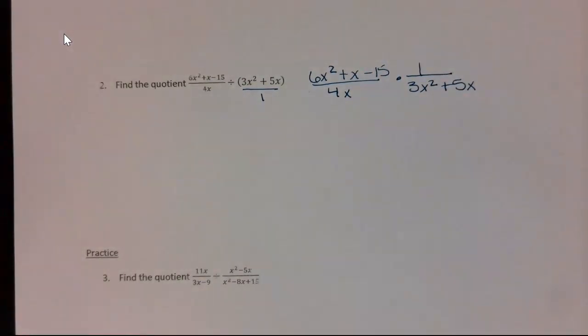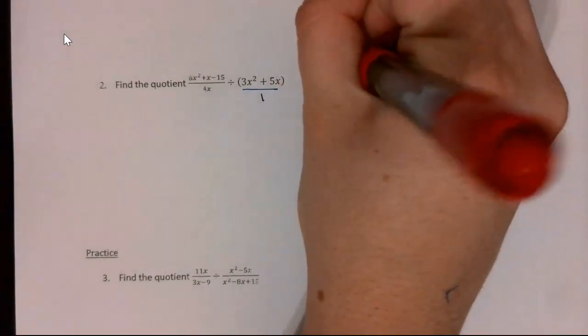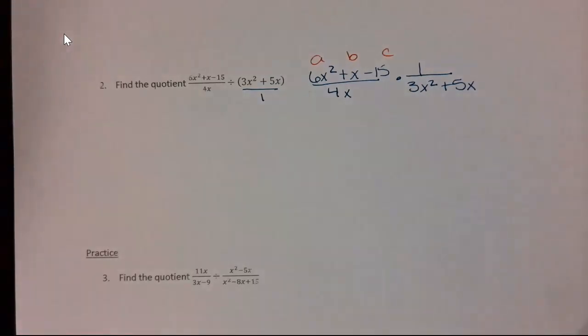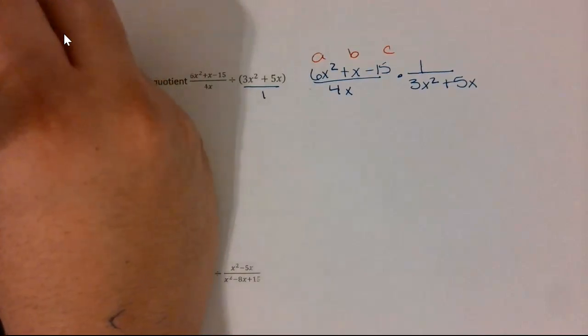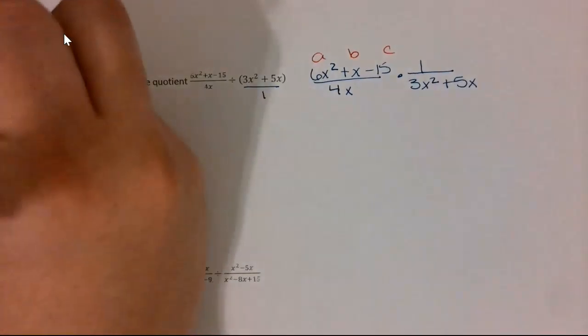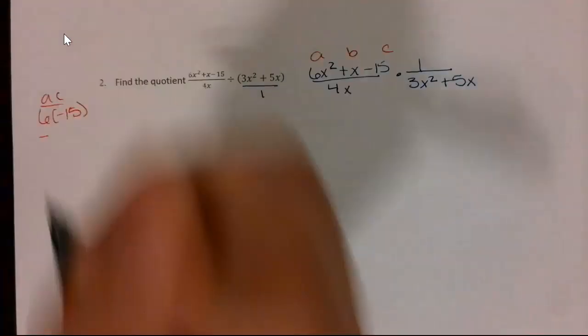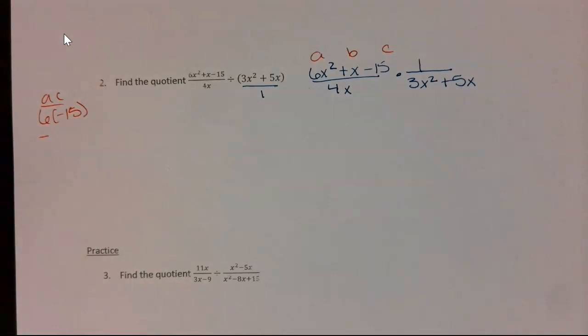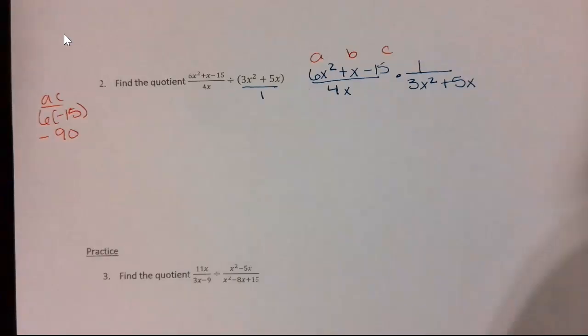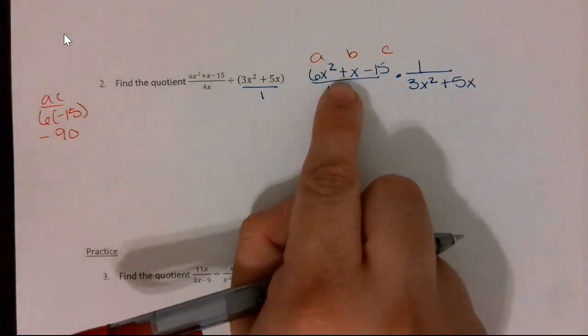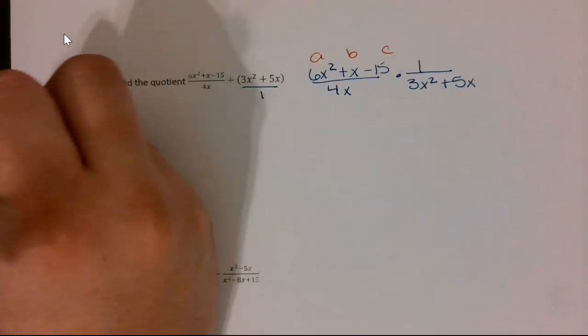Okay. I need to factor my first fraction on the numerator. I am going to use the AC method. I'll use red. A, B, C. So A is 6, B is 1, C is negative 15. So first I want to find what AC is. So I do 6 times negative 15, which gives me negative 90. So I'm looking for what multiplies to negative 90 and adds to 1. That's going to be negative 9, positive 10.